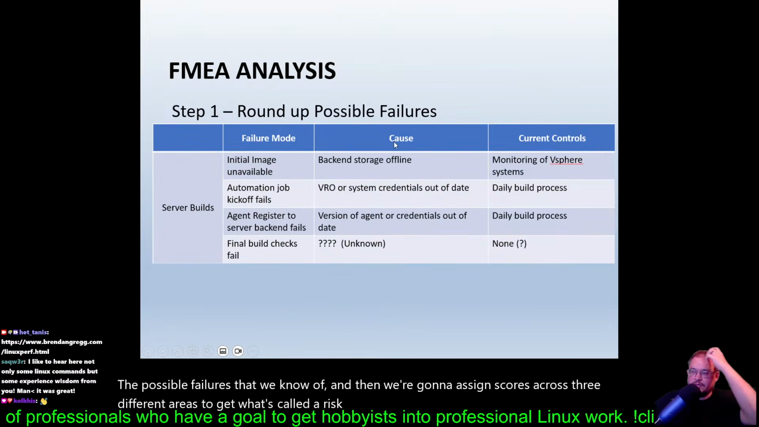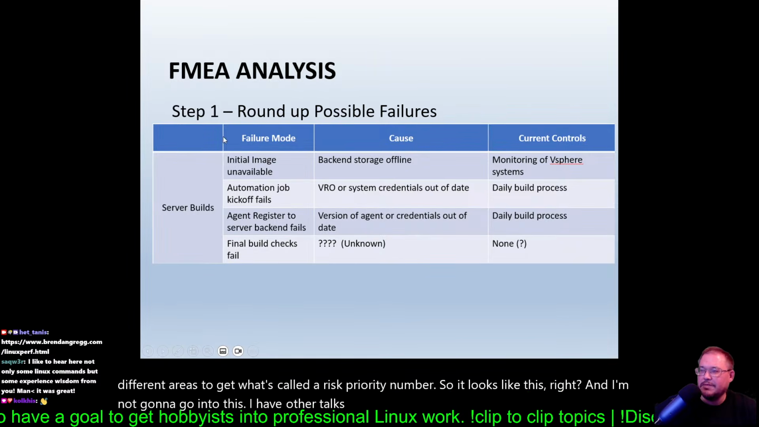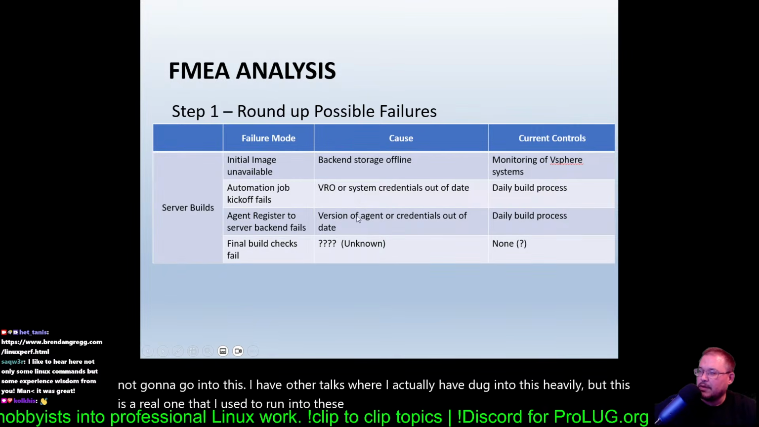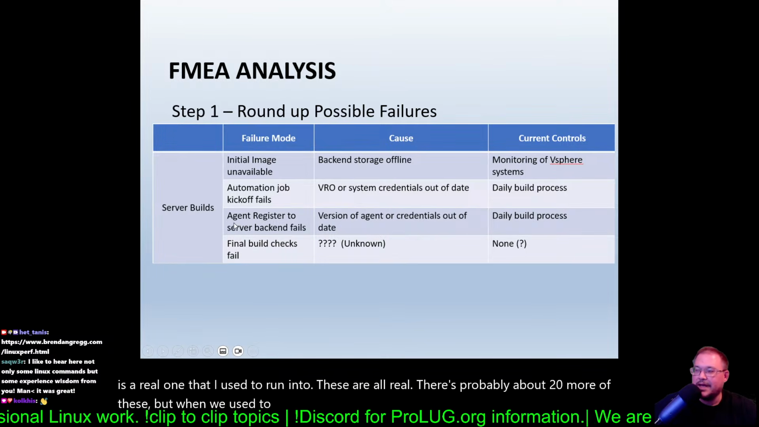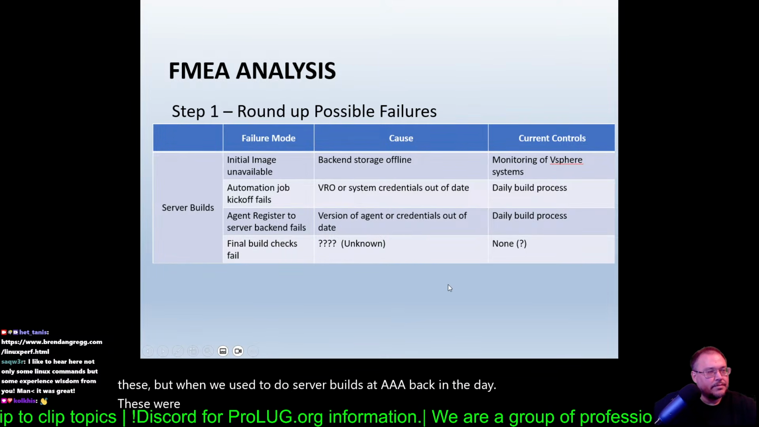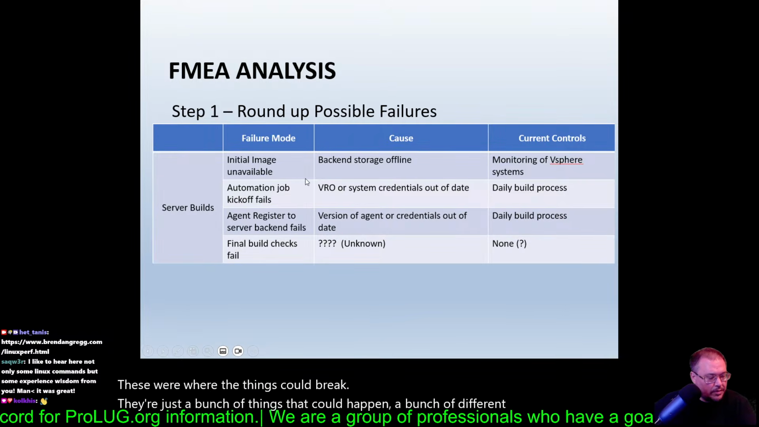So it looks like this, right? And I'm not going to go into this. I have other talks where I actually have dug into this heavily, but this is a real one that I used to run into. These are all real. There's probably about 20 more of these, but when we used to do server builds at AAA back in the day, these were where the things could break. They're just a bunch of things that could happen. A bunch of different failures that occurred or could occur in a system, right?